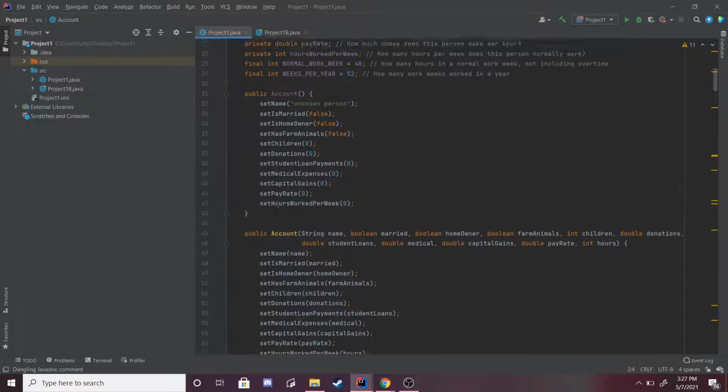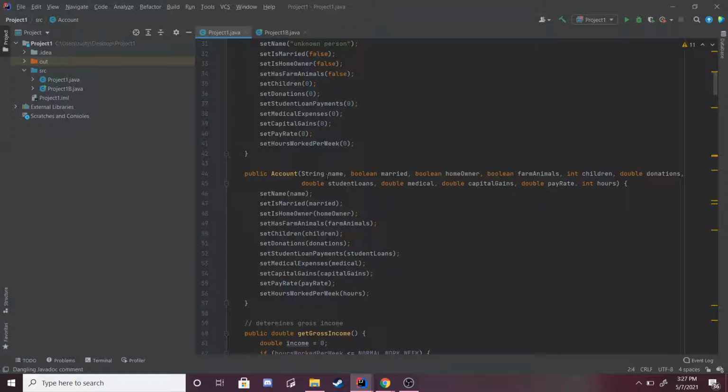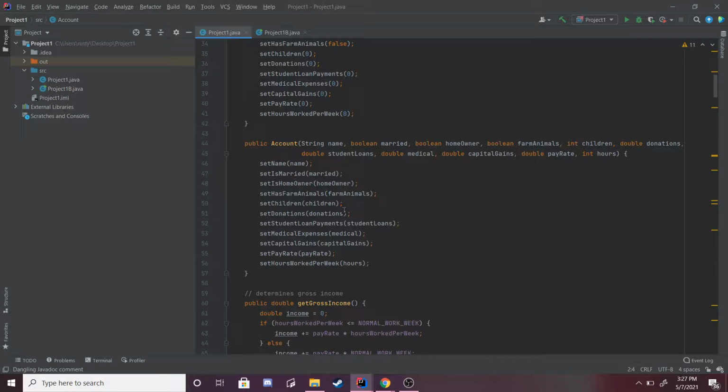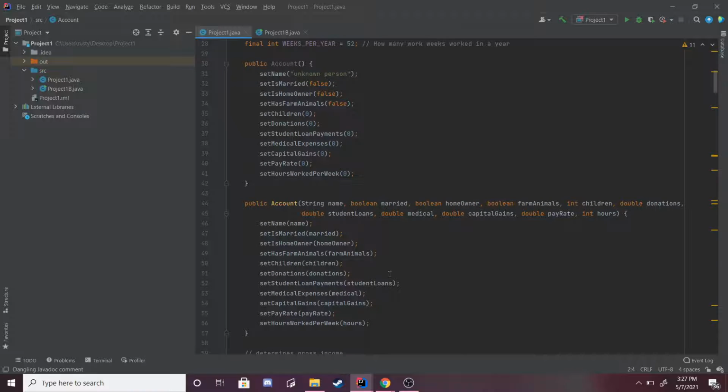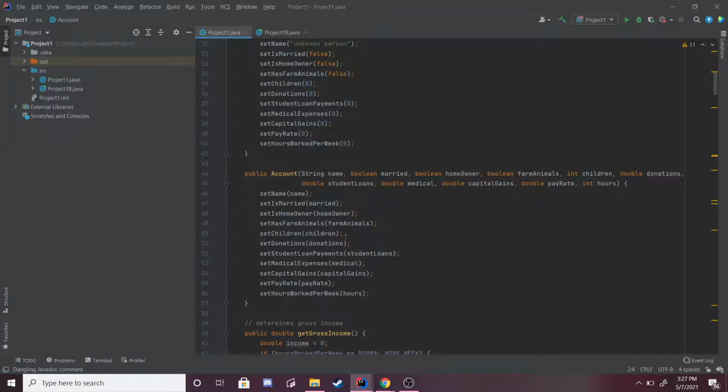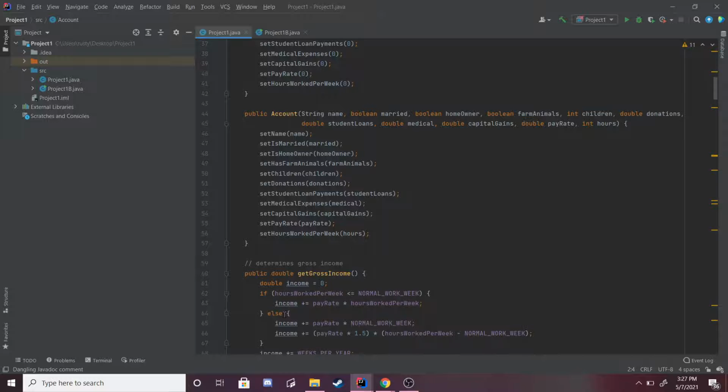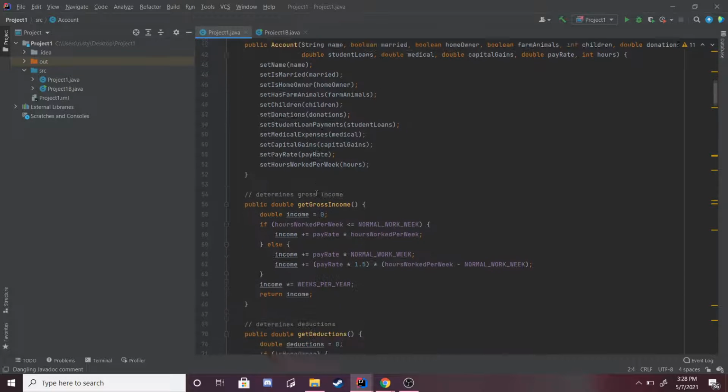After that, we've got our public account where we store each of these values: name, married, homeowner, etc. And we basically copied the values set in our other public account, but these don't have a set value. These are open to get new values.